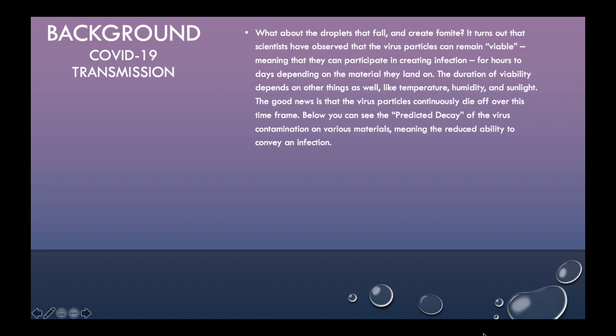What about the droplets that fall and create fomite? It turns out that scientists have observed that the virus particles can remain viable, meaning that they can participate in creating infection, for hours to days depending on the material they land on. The duration of viability depends on other things as well, like temperature, humidity, and sunlight.